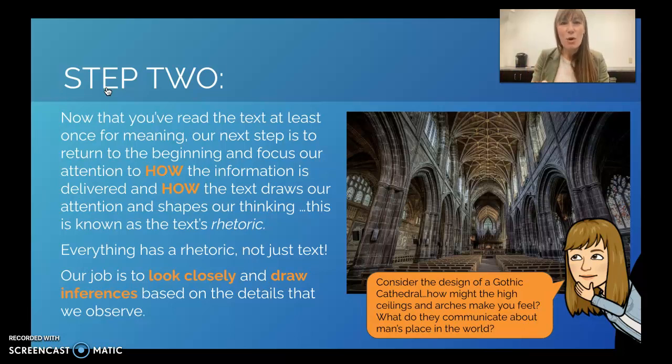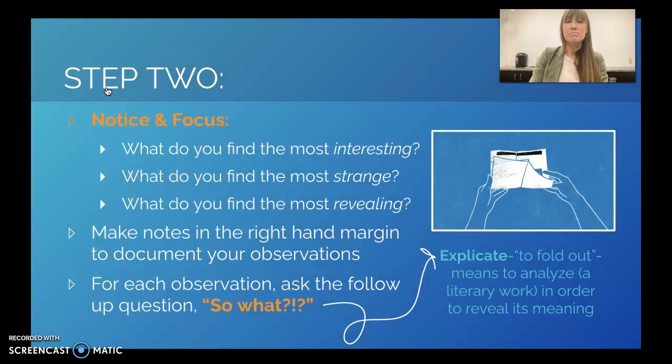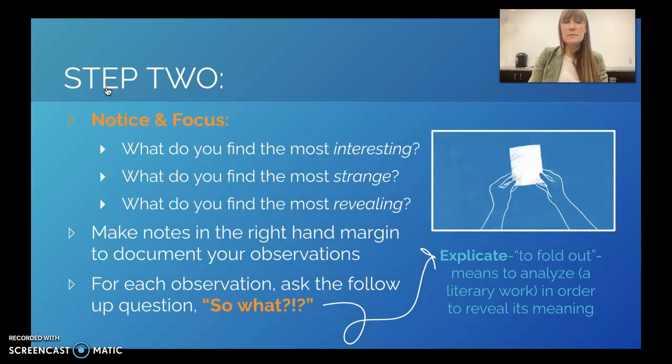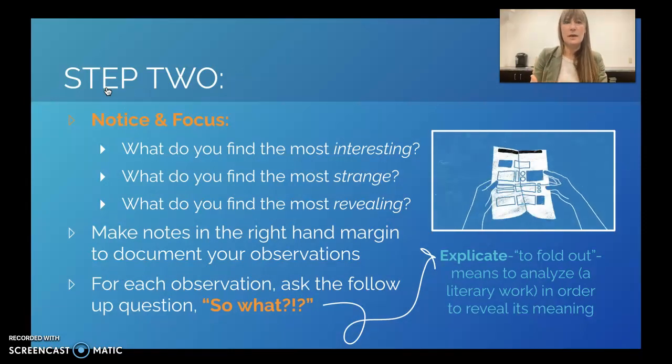Imagine how small you might feel in a space that lofty and large, kind of reinforcing this idea that we are quite small in the grand scheme of things. All right, now as we return to a text, our job is to do the same kind of thing. We want to look closely and we want to draw inferences based on details that we observe. Now we can do that by using a few sentence stems that we call our notice and focus stems.